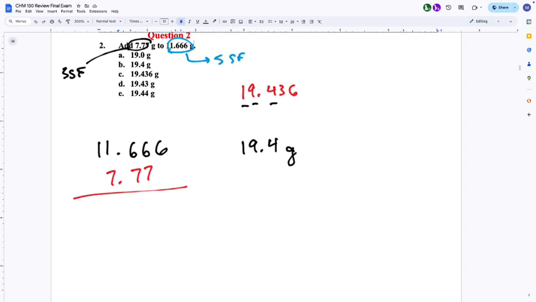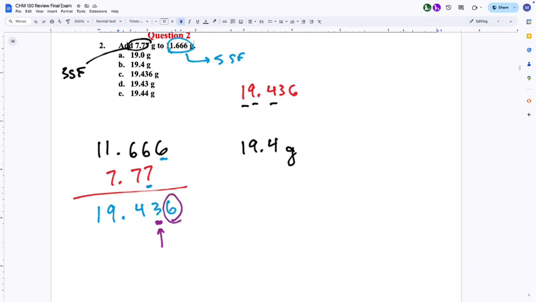Our answer is as precise as our least precise place, I think is how it goes. So if we go through and look at those numbers, that first number is precise to the thousandths place. The second number is precise to the hundredths place. Which means when I go through and do the addition, yes, I'm still going to get that 19.436. My least precise place is that hundredths place. So I have to report to that place.